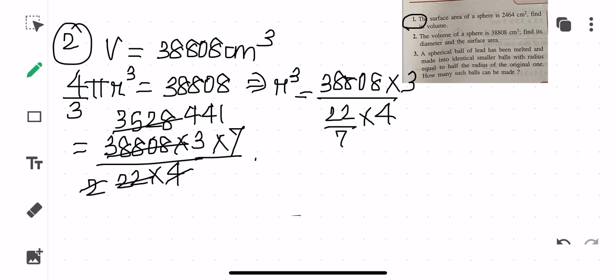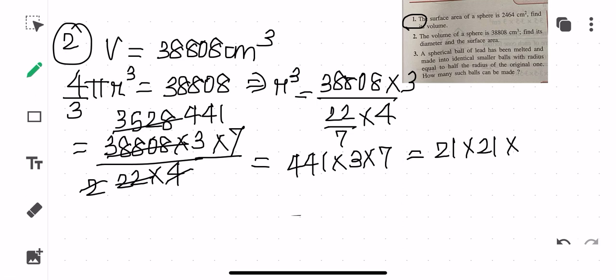So what are we getting? We are getting 441 into 3 into 7. So 441 can be written as what, children? 21 square. So we are getting 21 into 21 into 21. So what are we getting? We are getting that r cube is equal to 21 into 21 into 21.